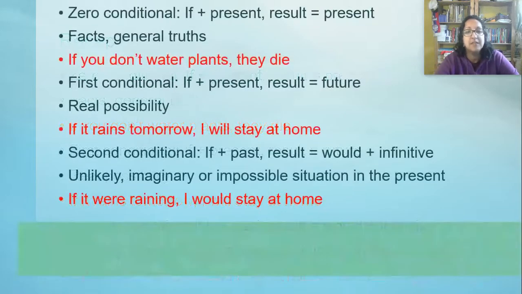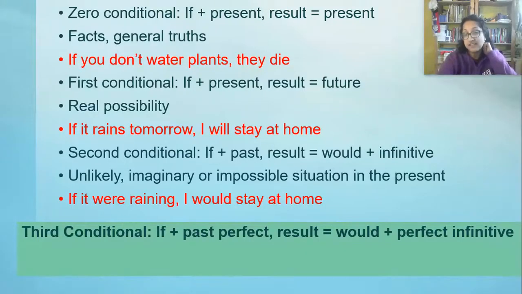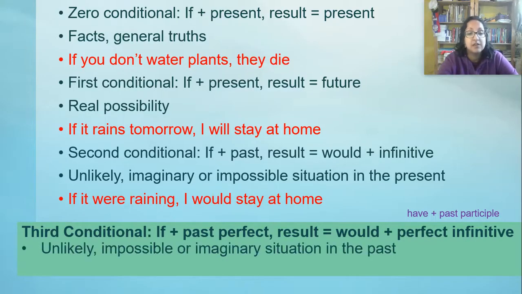Now, let's add on the third conditional. We form that with if and the past perfect. The result is would with the perfect infinitive. The perfect infinitive is formed with have plus the past participle. Okay, we use the third conditional for unlikely, impossible, or imaginary situations in the past.